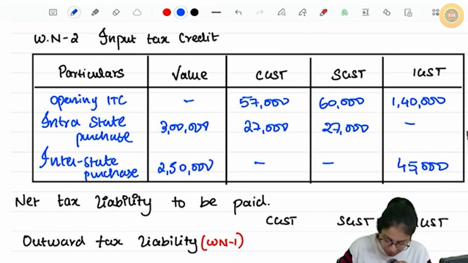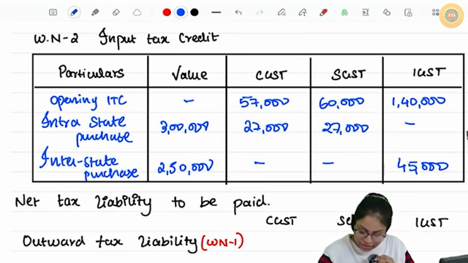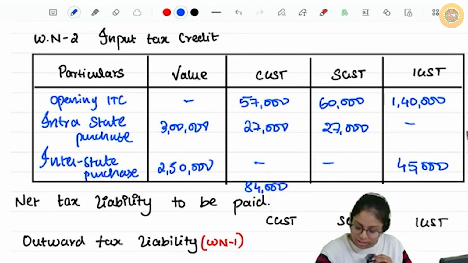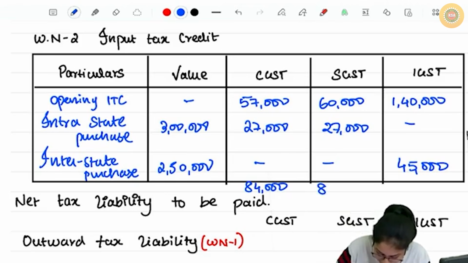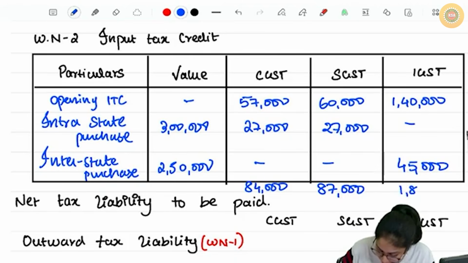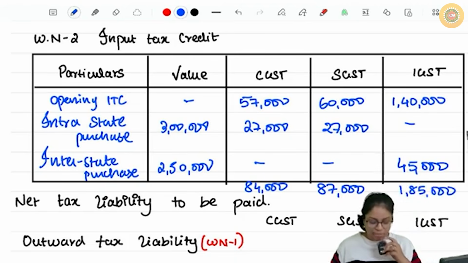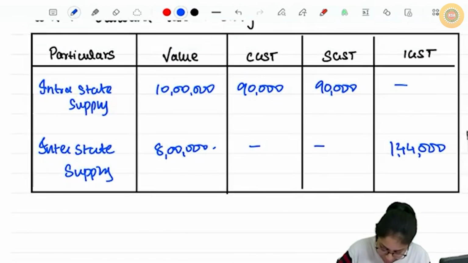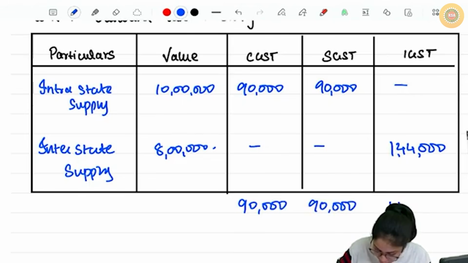Now, if we do the total, the first column is 57,000 plus 27,000, which is 84,000 in total. Here it is 60,000 plus 27,000, which is 87,000 in total. 1,40,000 plus 45,000 brings it to 1,85,000. Is it absolutely correct, guys? And is there any totaling required here? No, nothing required. So it's 90, 90, 1,44,000.